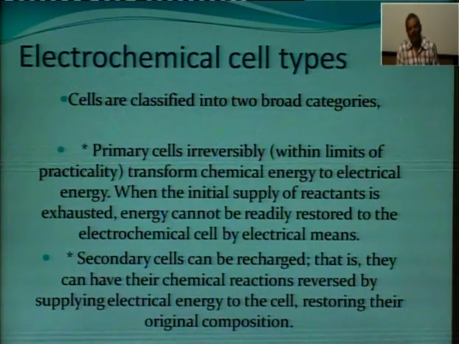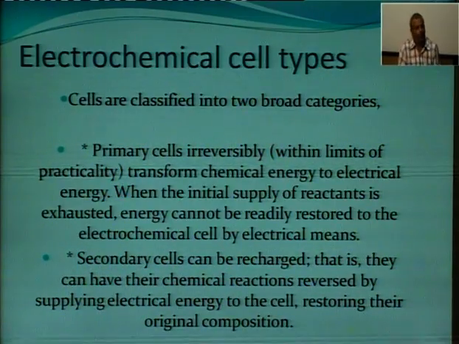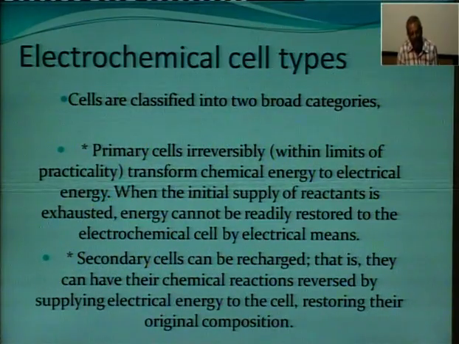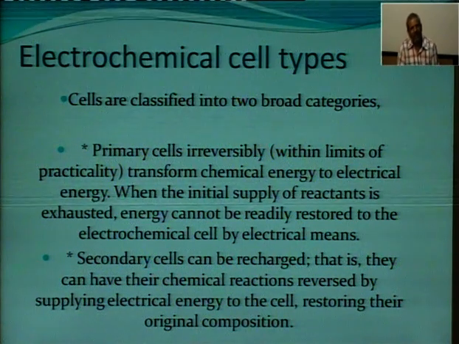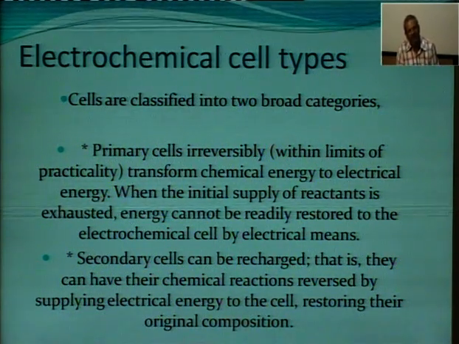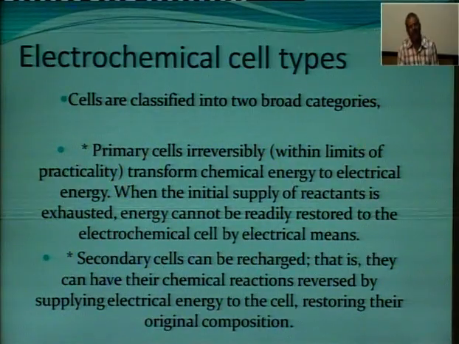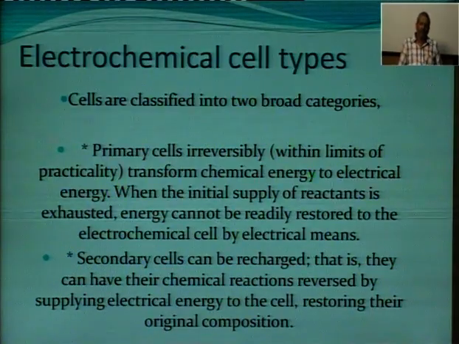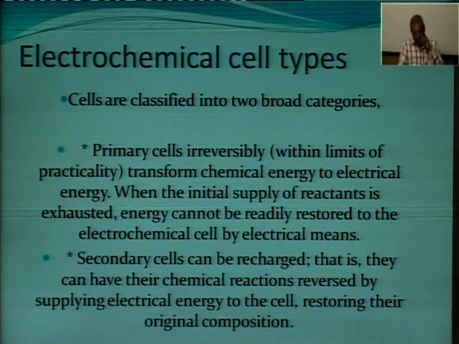Secondary cells can be recharged. So, the secondary cells which are used in our mobiles or in the laptops, these cells can be recharged. That is, they can have their chemical reactions reversed by supplying electrical energy to the cells, restoring their original composition.